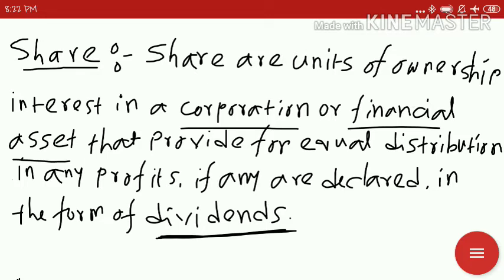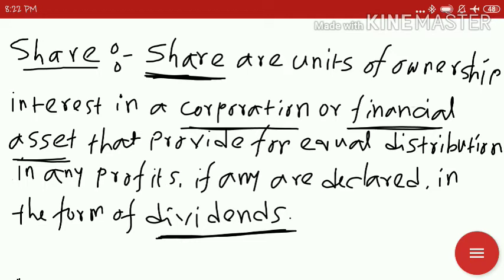Basically, the share is what a corporation or financial asset creates when it divides its total valuation into some smallest parts. Those are the nominal values of that particular corporation or financial asset. Now these shares can be bought by any person through any kind of agency.